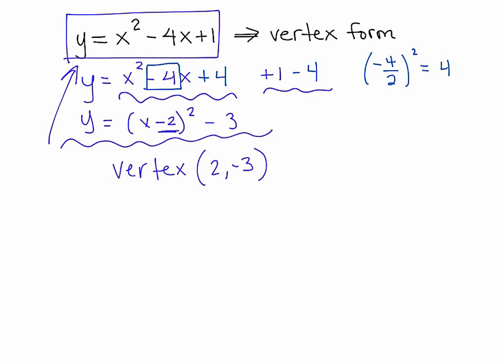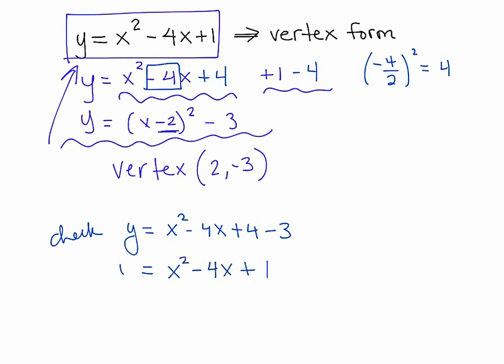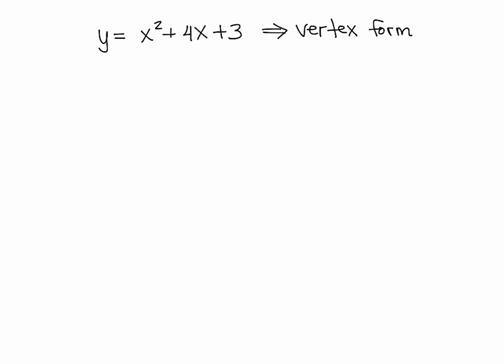For example, to check, we're going to FOIL this equation, y is equal to x squared minus 4x plus 4 minus 3, which is equal to x squared minus 4x plus 1. See, we have the equation that we started with, so that's one way you can check the answer. I suggest that you pause this video and try the problem on your own.